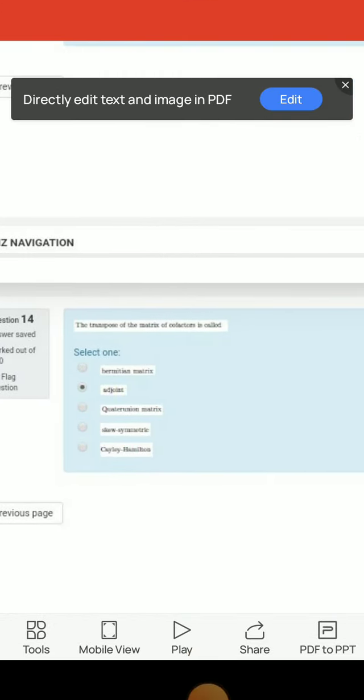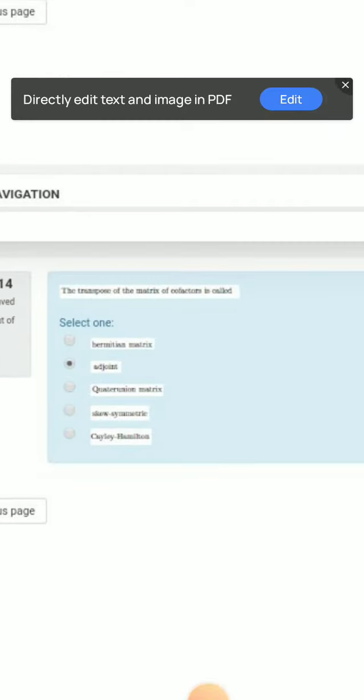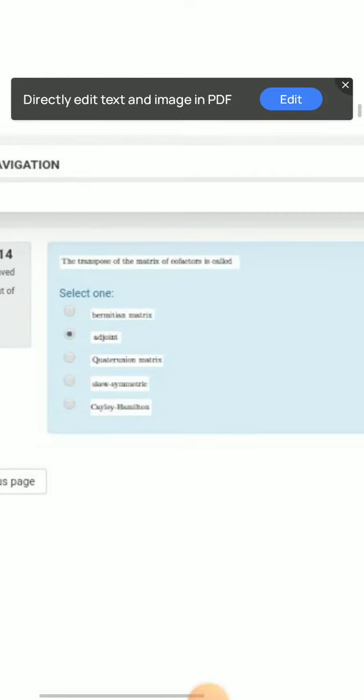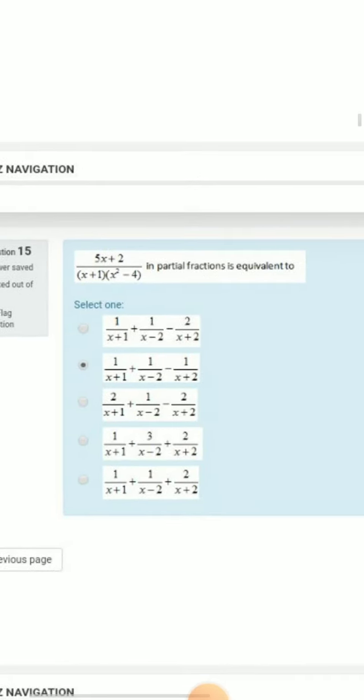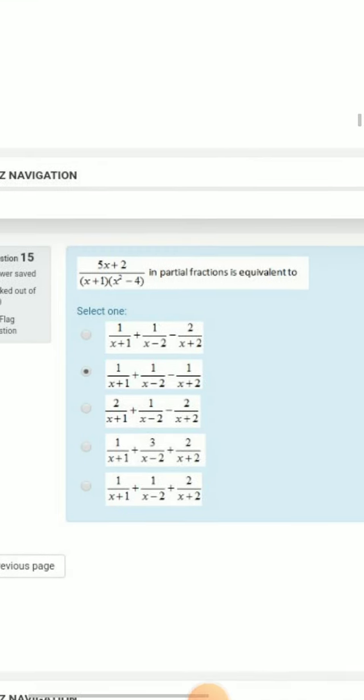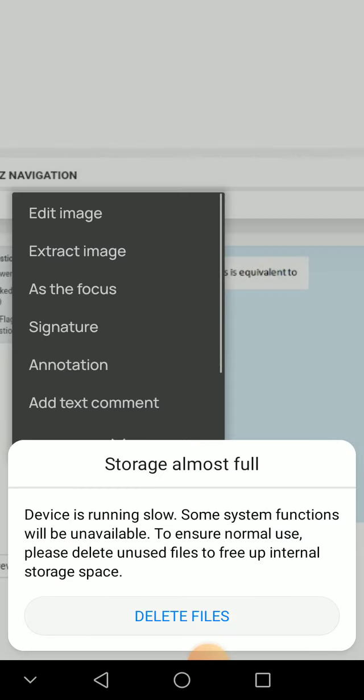The next question says here, the transpose of a matrix of cofactors is called, the answer is adjoint. That's correct. Adjoint of a matrix. This is complex numbers, partial fractions. How to solve this? We're going to write that partial fraction. Okay, so let's do that quickly.